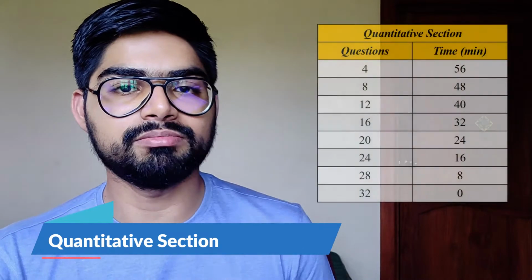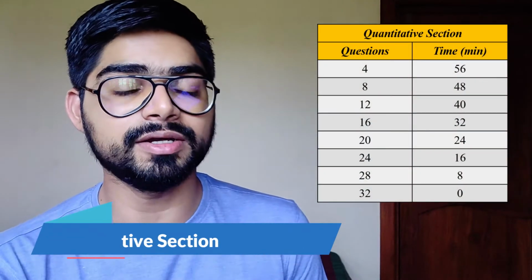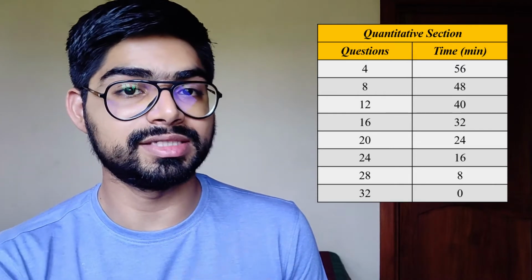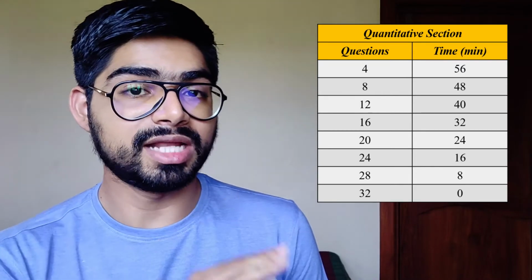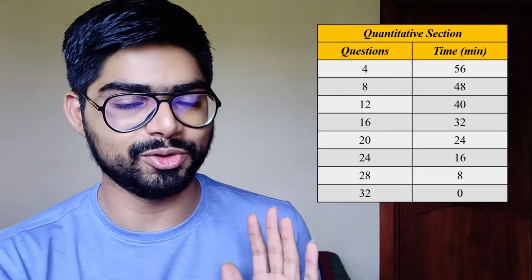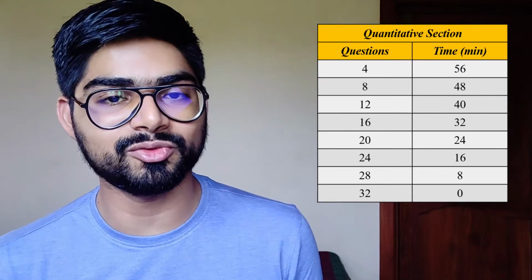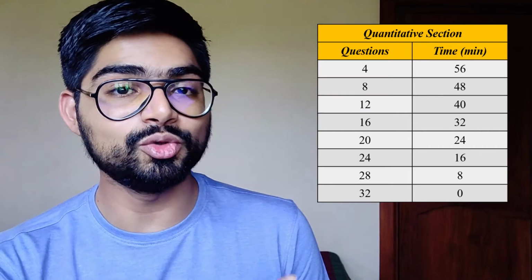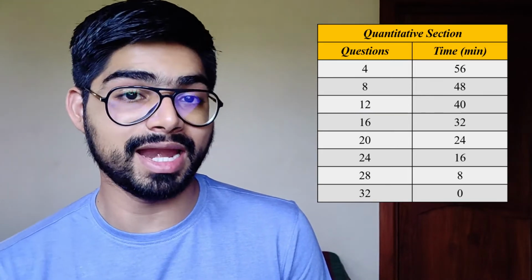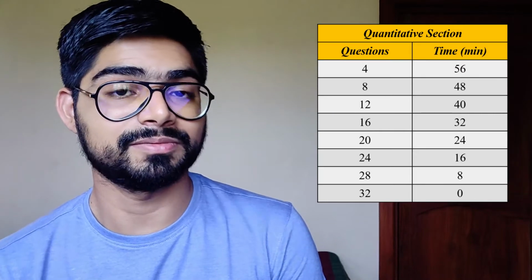So to start with the quant section, as you can see, on this side there is a chart here. Now there are two columns. One is basically for the questions and the second one is basically for the time. Time is represented in terms of minutes, and for the questions, I know that there are 31 questions, but there are 32 just for some extra time which you may need at the end of your question segment.